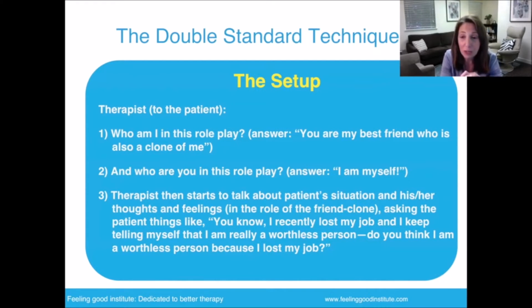So I want to start the role play with the two roles, and then I want to basically explain to the patient the exact situation they're in and put their negative thoughts to them. So for example, if the patient is struggling with telling himself that I'm a worthless person because I lost my job, then I'll say, you know, I recently lost my job and I just keep telling myself that I'm a worthless person. Do you think I'm a worthless person because I lost my job? And in this case, I'm giving the patient the opportunity to kind of talk back to that negative thought.